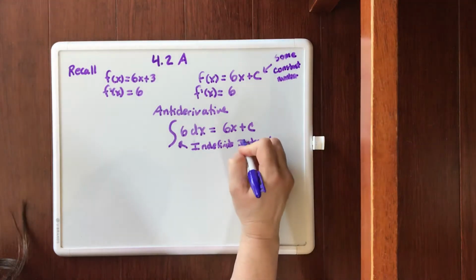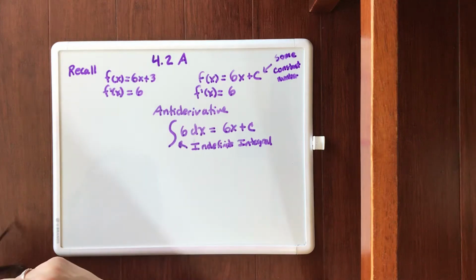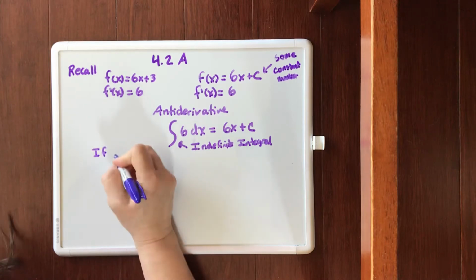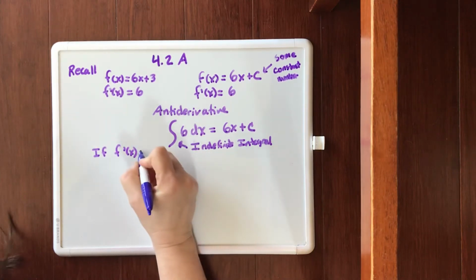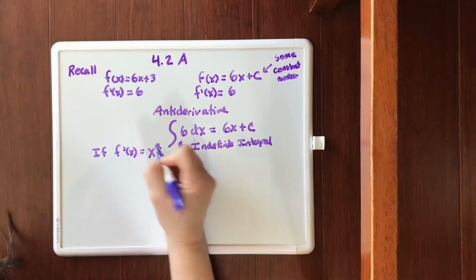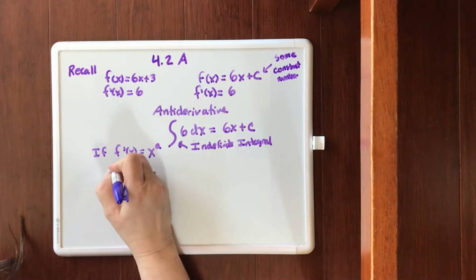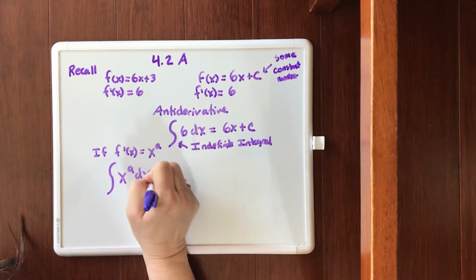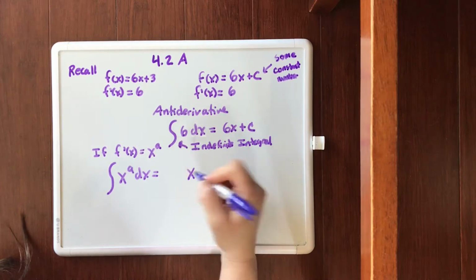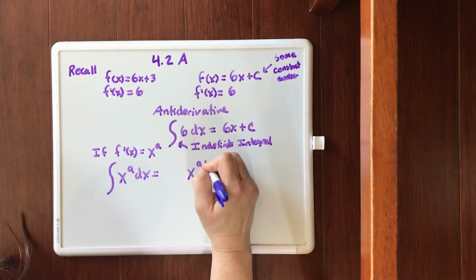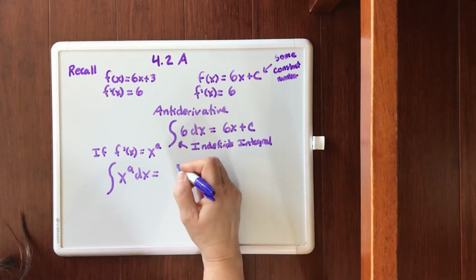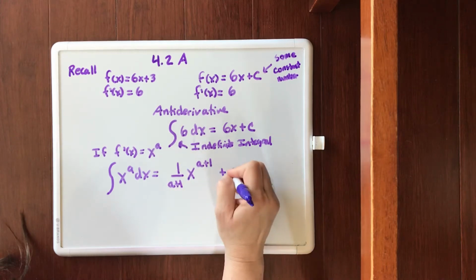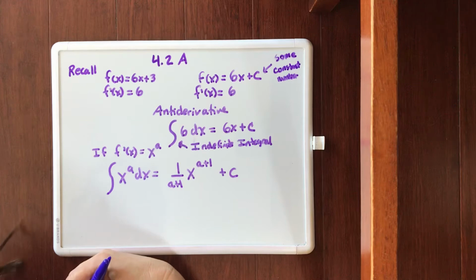This pen's too thick, isn't it? Okay, well, we have a little formula that we can use. I'll put it over here. If f prime of x equals x to the a, some number a, then the integral of x to the a dx equals, we keep the x as it is, we add 1 to the exponent, and then we divide by a plus 1 and add a c. I know that looks new to you, but don't worry, it's not that hard.